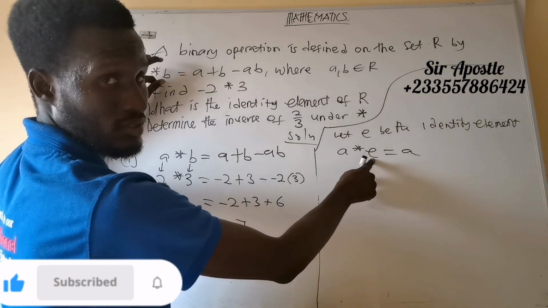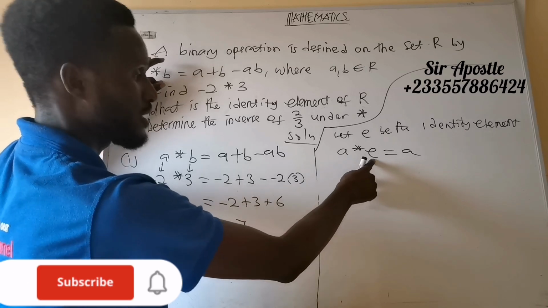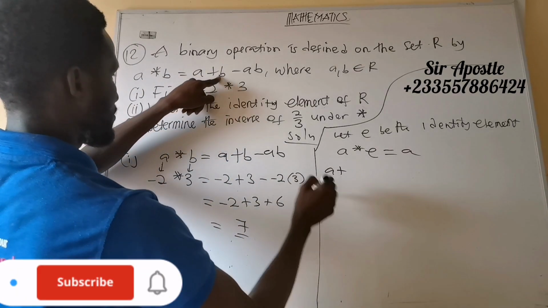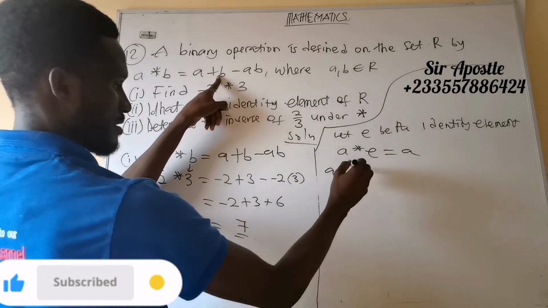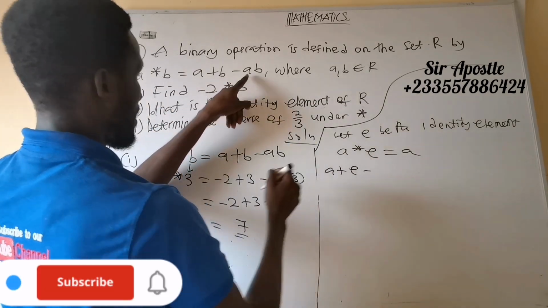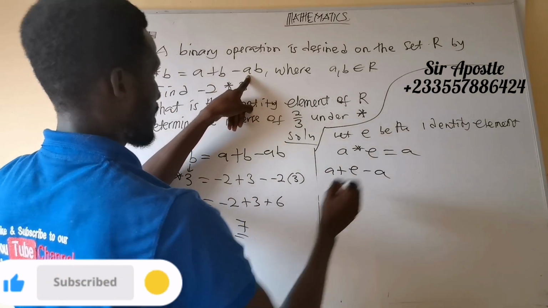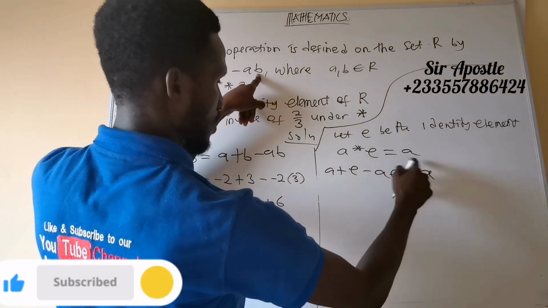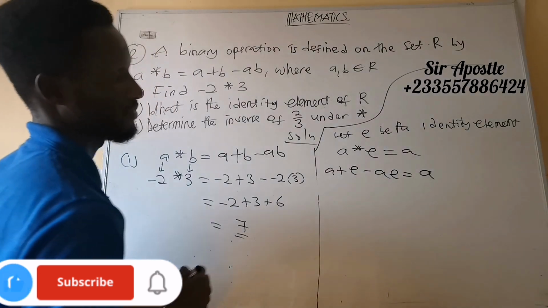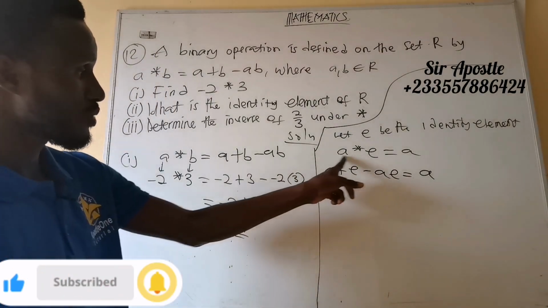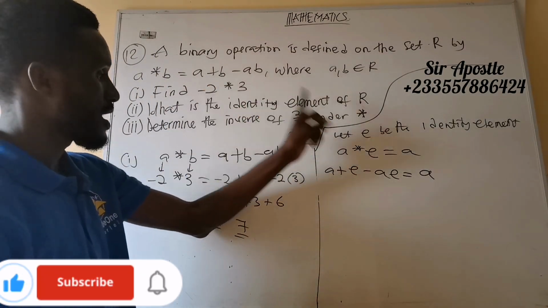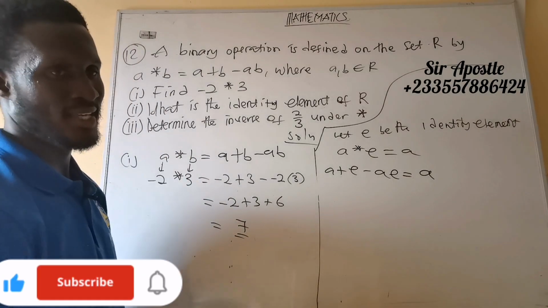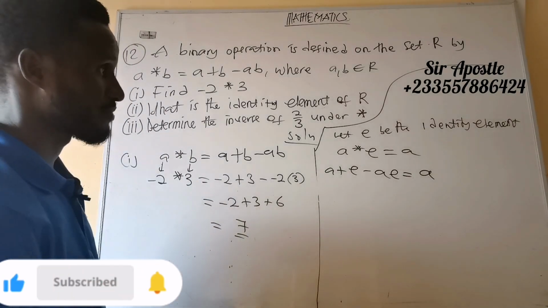Are you following? Don't forget to like. Now let's substitute. A plus B, where B is E, minus A times E. This is supposed to be equal to A. So you put these inside this equation, and the whole thing is equal to A. Then we solve for E. That's the identity element.